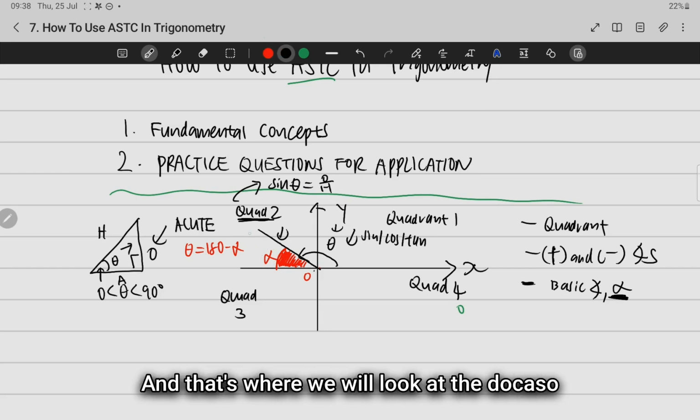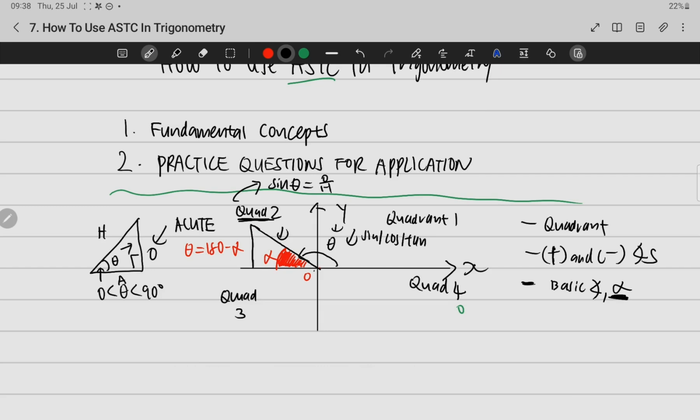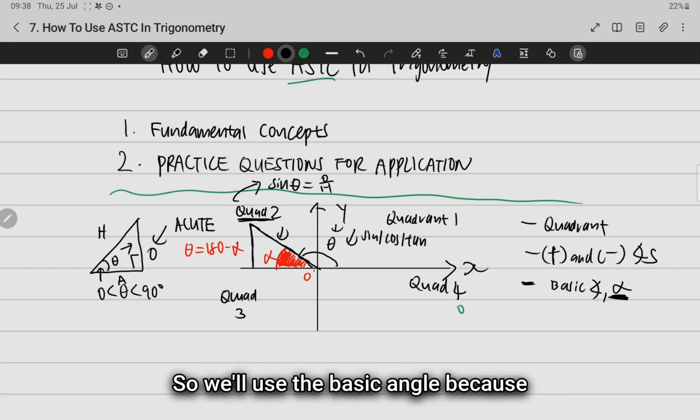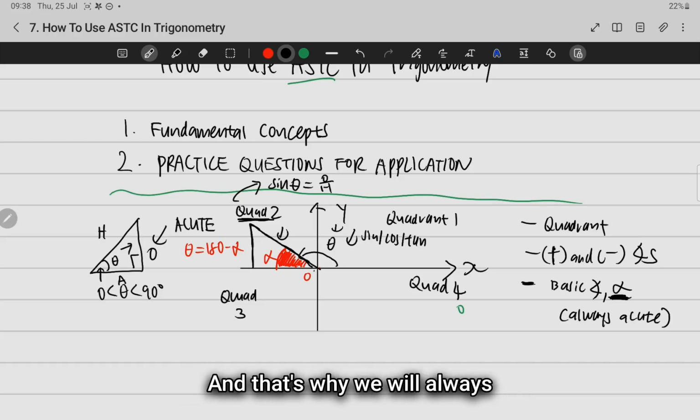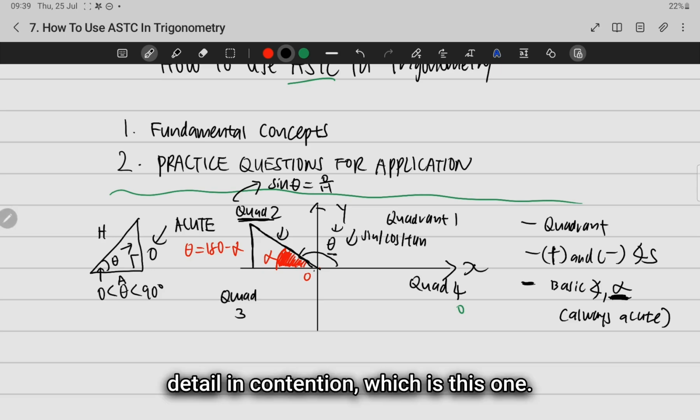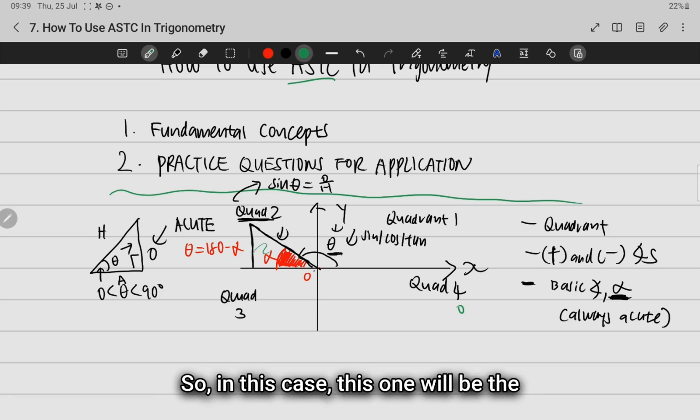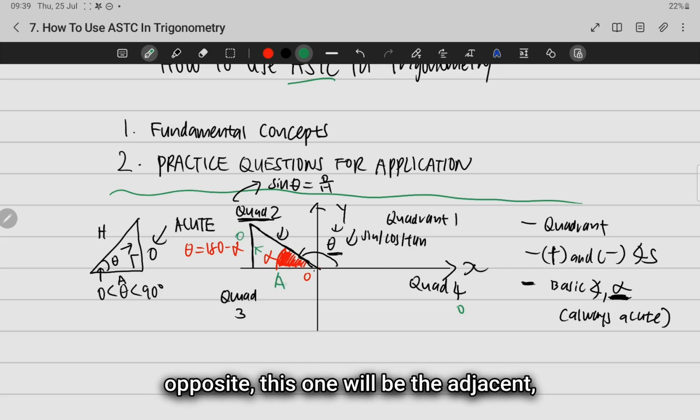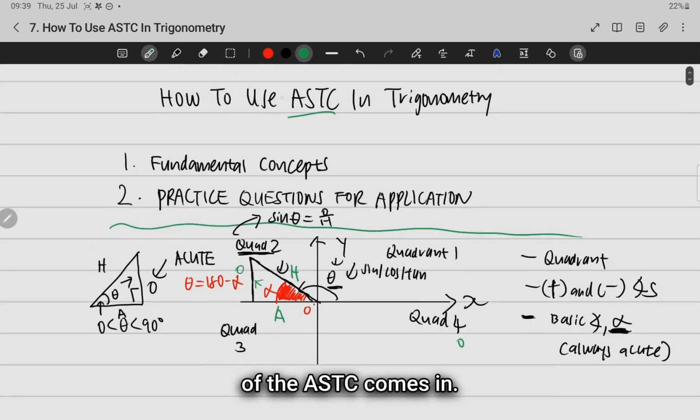And that's where we will look at the trigo ratio of the basic angle. So we'll use the basic angle because the basic angle is always acute. So this basic angle is always acute, and that's why we will always reference to the basic angle and find the trigo ratio of the basic angle. And then once we find the trigo ratio of the basic angle, we will then reference that to the trigo ratio of the theta in contention, which is this one. So in this case, this one will be the opposite, this one will be the adjacent, this will be the hypotenuse, right? And that's where the concept of the ASTC comes in.